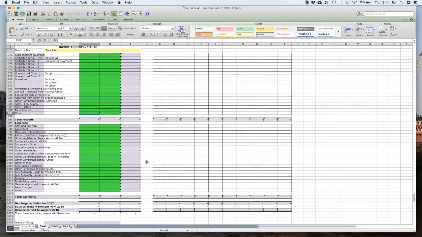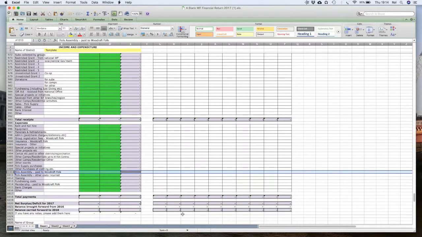So under expenditure, you've got a set of headings. I think they're fairly self-explanatory. The only thing we do need to know is when you've paid money to other elements of Woodcraft, so paying insurance for your equipment to Woodcraft Folk, that has its own line. Some groups have separate insurance arrangements, so they would go on the next line. And further down, you'll see other payments to national line 1010, Folk Assembly, and 1014 membership.